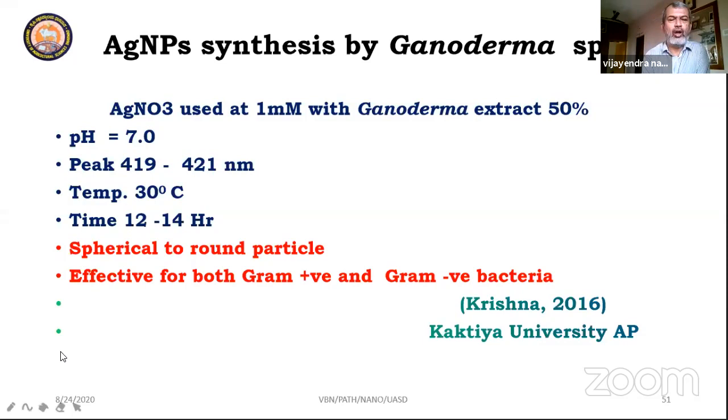But he mainly worked in relation to human pathogens. We stop at this, but his general conclusion is that it is effective against gram positive and gram negative. It is from Kakatiya University, where Krishna worked in relation to nanotechnology.